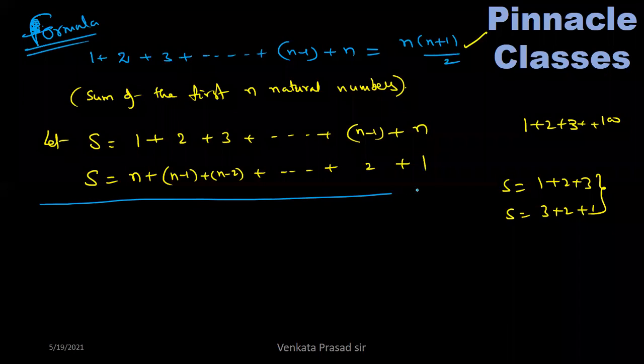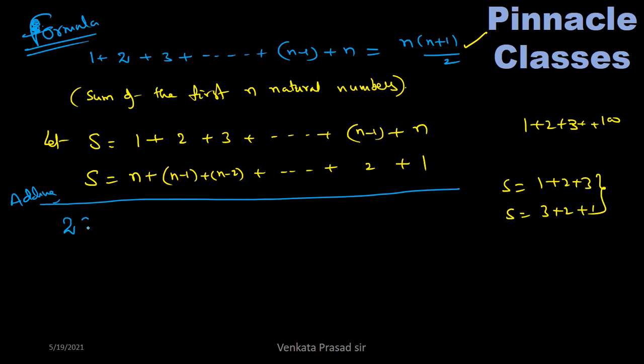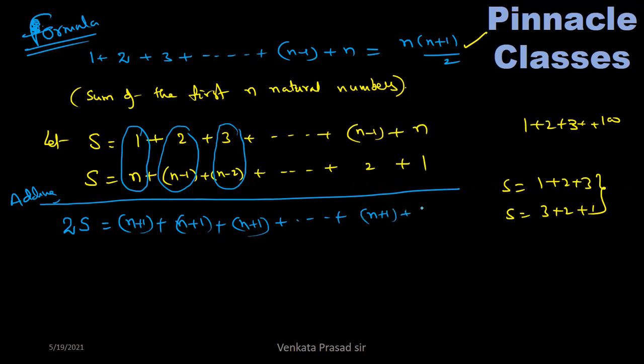Now what I'm doing, see, add them, adding corresponding terms. S plus S: 1 plus n is how much? n plus 1. 2 plus n minus 1, n plus 1. 3 plus n minus 2 is how much? n plus 1, and so on. See carefully. So in this case, how many terms are there? There are n terms.